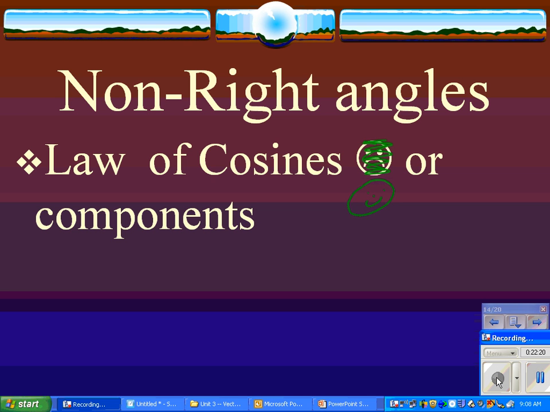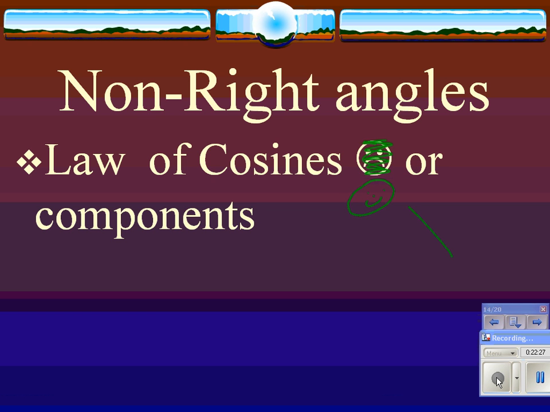The law of cosines, no, it is not in your data booklet. But here's what the law of cosines says. If I have a triangle that is not a right angle triangle, and I know side A, and I know side B, and I know the angle between them, I can use the law of cosines to calculate the length of side C. The law of cosines says C squared equals A squared plus B squared minus 2 times A times B times the cosine of angle C.